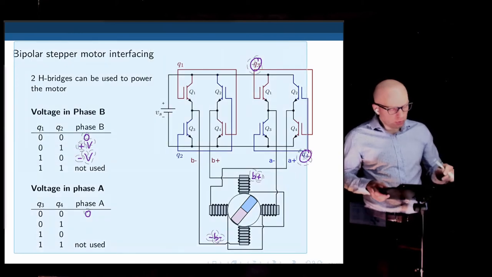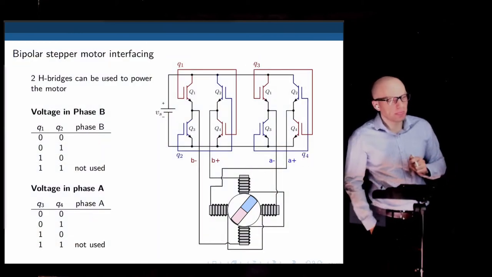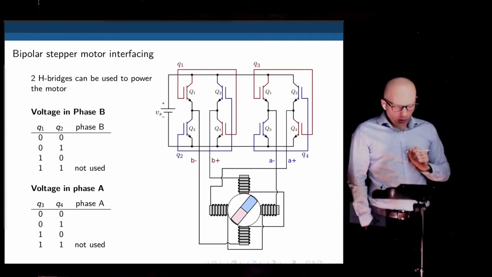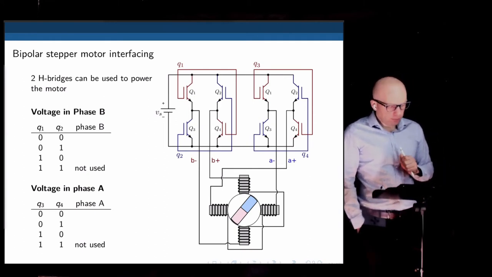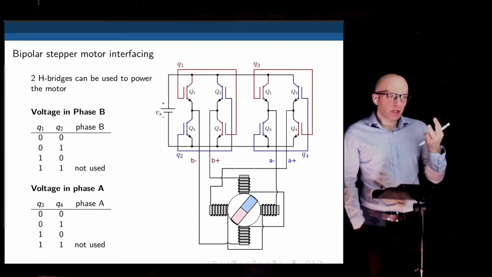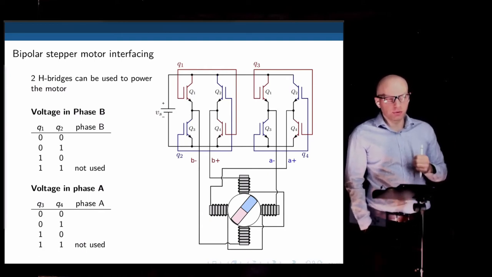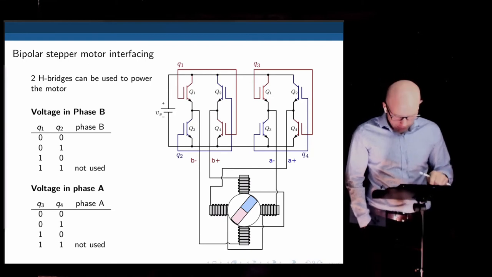The bipolar motor would have higher torque. Certainly would have higher torque. Yeah, that's, I think, the main advantage. And it also only has four wires. The reluctance motor we're going to see later. A bipolar motor with a permanent magnet would have six.